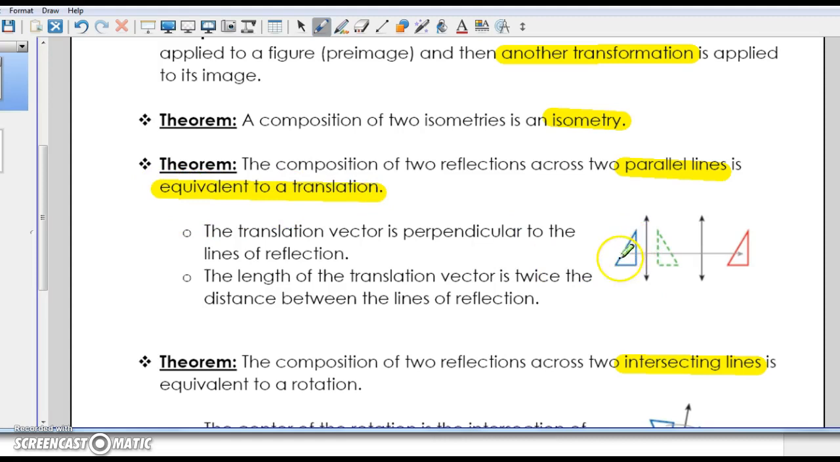So our pre-image is this blue triangle. I do the first reflection over the first line, and I get the green triangle. And then that image is what I will reflect again over the second line. Now, if I were to take that middle image out and forget that I did that reflection, you can see that to go from the very beginning to the very end, it looks just like a translation. So that's the theorem: when you do a reflection over 2 parallel lines, it is equivalent to a translation.